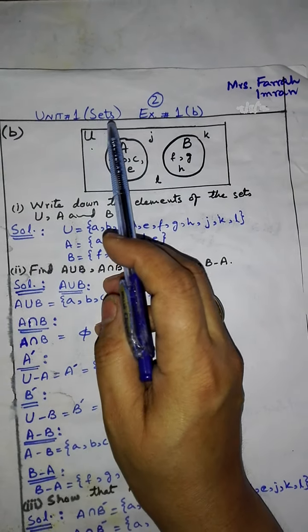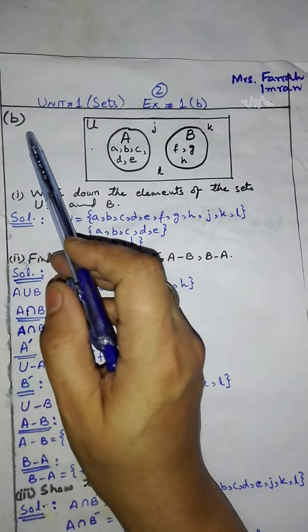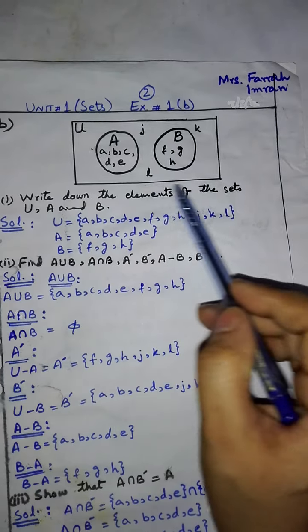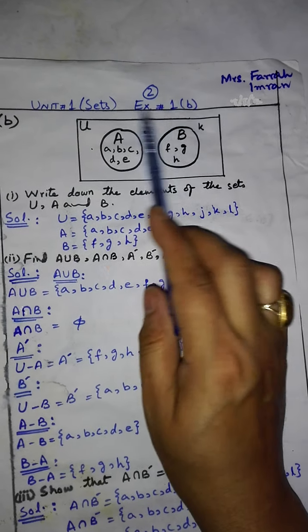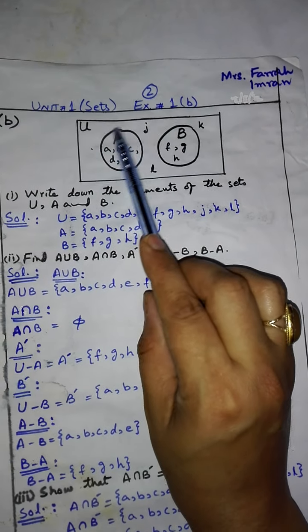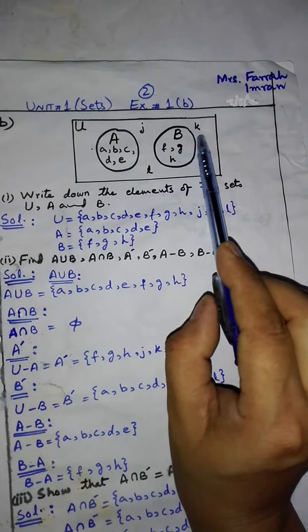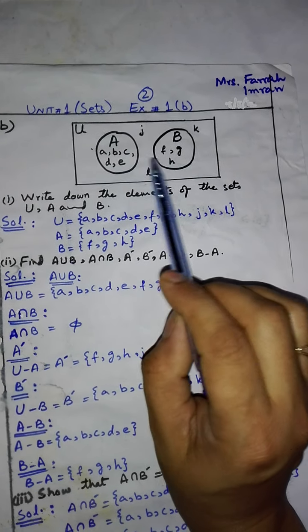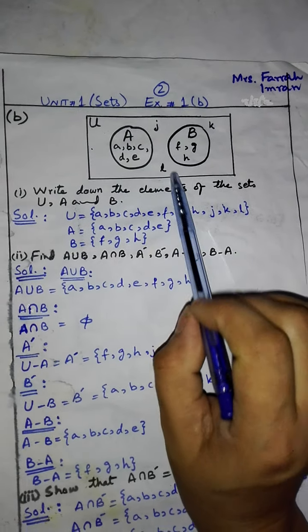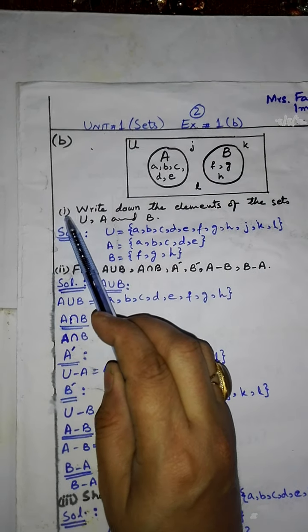Unit 1, Sets, Exercise 1B. Now we start part B. This is a diagram of part B. This rectangle shows the U set. This set is represented by A. This set is represented by B. And all these elements belong to the universal set. Look at here. Now we find A part.